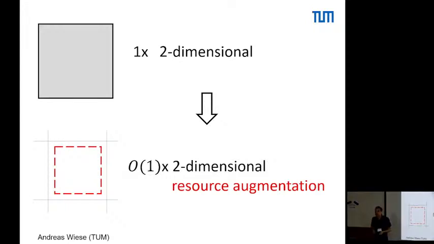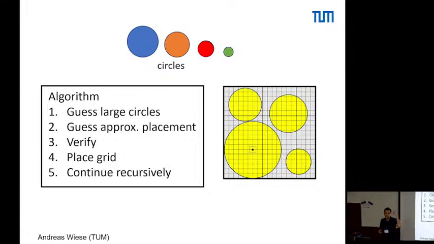And this is good. And then what we do is we continue recursively on the constant number of grid cells with resource augmentation. And so I'm not going to go into details here, it's also technically quite involved. But the important point is that since we have resource augmentation available, we can do things like rounding up the radii of all circles to powers of 1 plus epsilon and other things, which makes our life actually a lot easier.